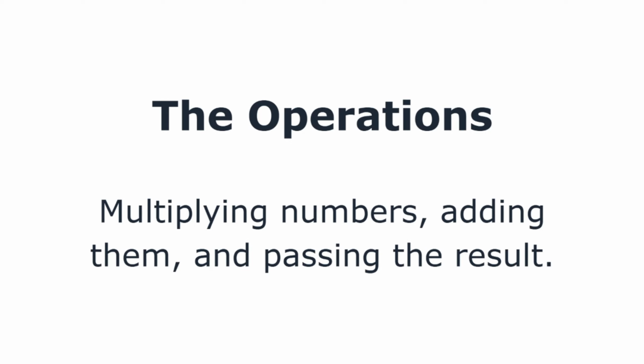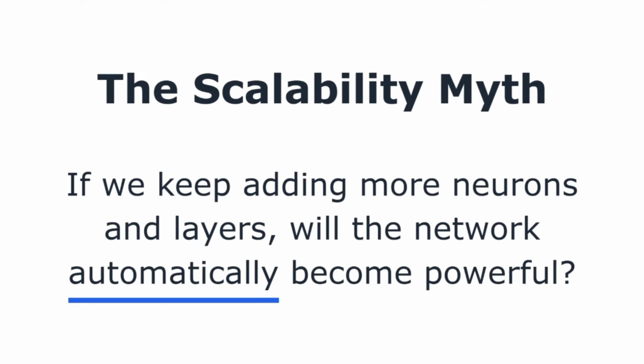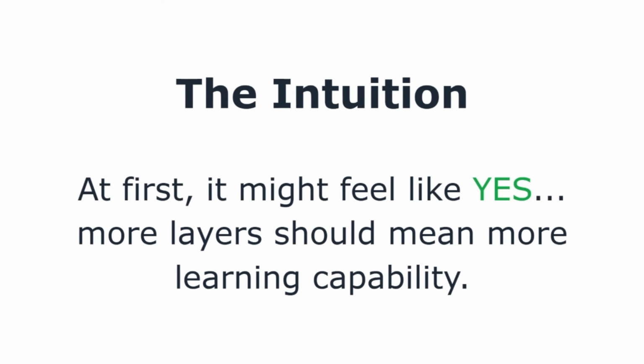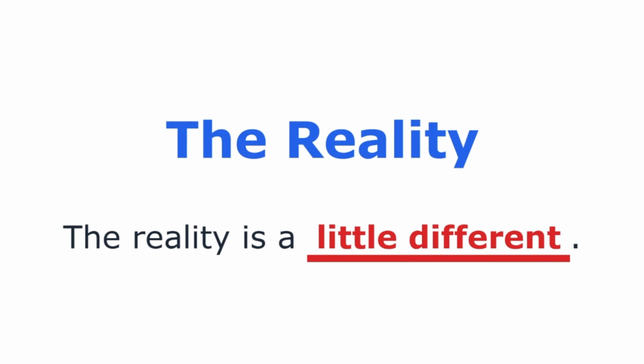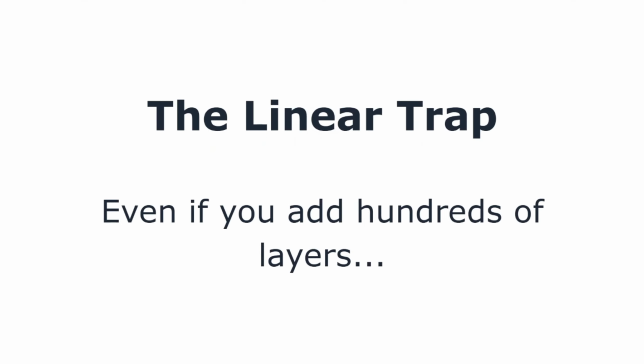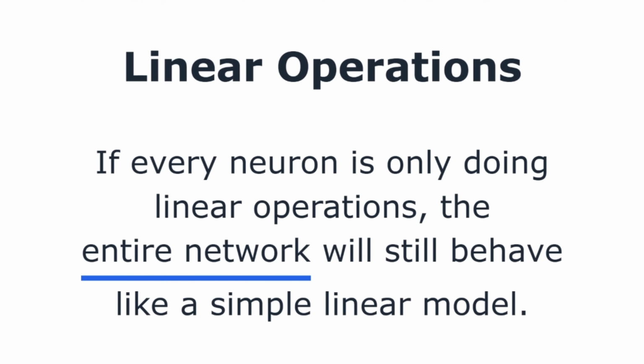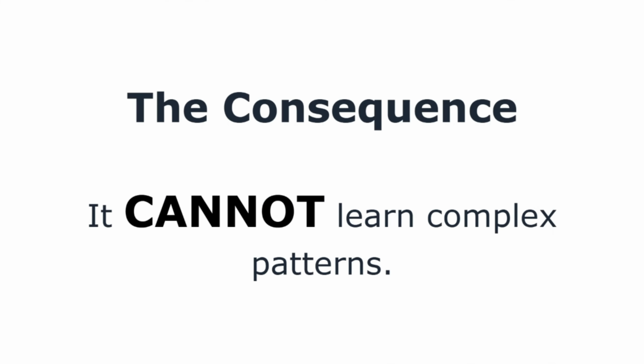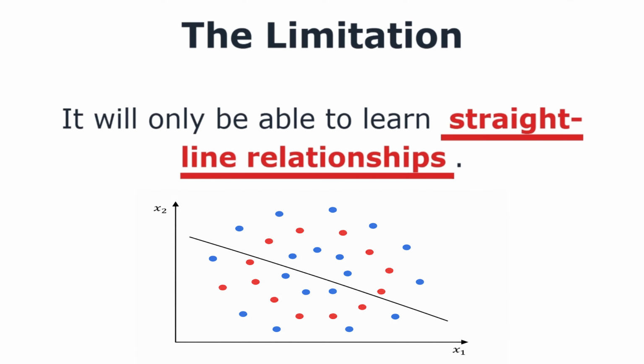So if we keep adding more neurons and more layers, will the network automatically become powerful? At first it might feel like yes, more layers should mean more learning capability. But the reality is a little different. Even if you add hundreds of layers, if every neuron is only doing linear operations, the entire network will still behave like a simple linear model. And that means it will not be able to learn complex patterns. It will only be able to learn straight-line relationships.